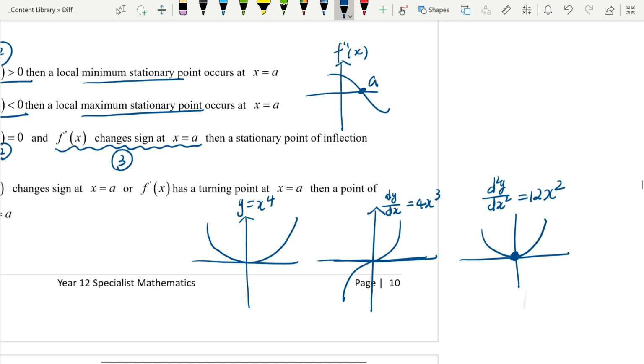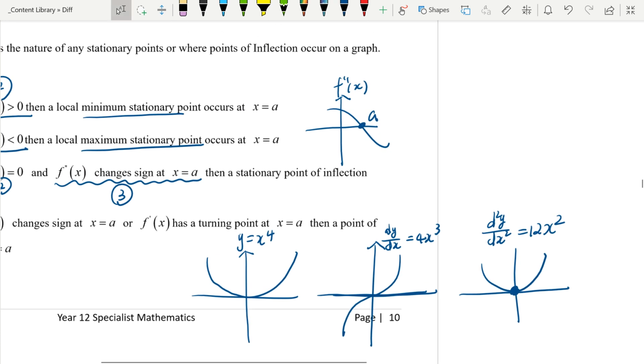We can't cross the x-axis like that. But it can be cut. It can go up and down, positive on the left-hand side and negative on the right-hand side, or the other way around. It's an x-intercept, and it can't be a turning point kind of intersect. It must be a strict cut intersect.